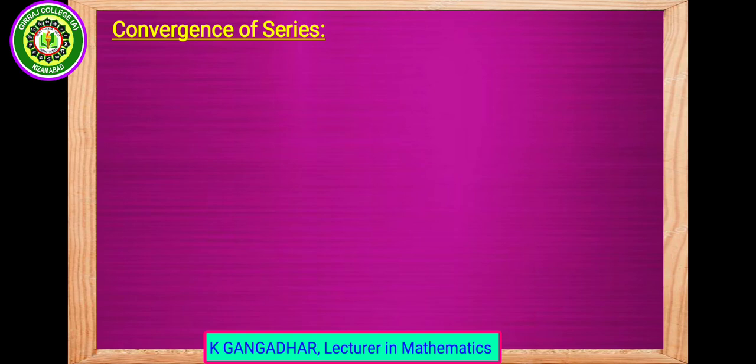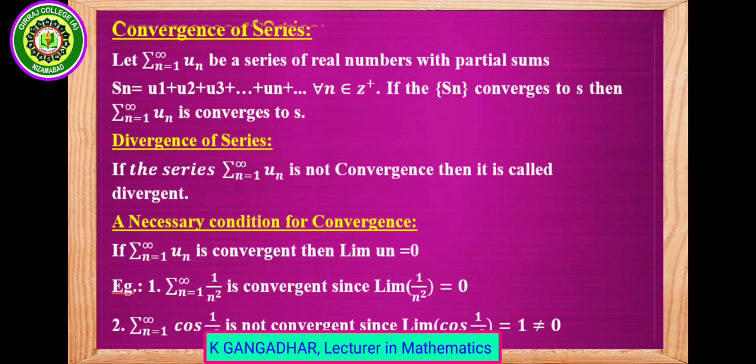So now, convergence of series. The definition: let sigma Un be a series of real numbers with partial sums Sn equal to U1 plus U2 plus so on plus Un, for all n belongs to Z plus. If the sequence Sn converges to S, then the series sigma Un also converges to S.